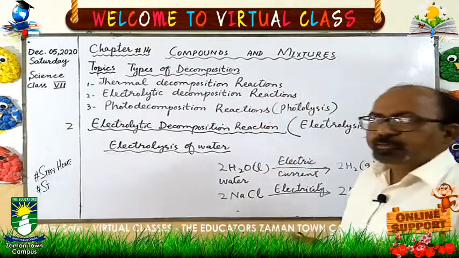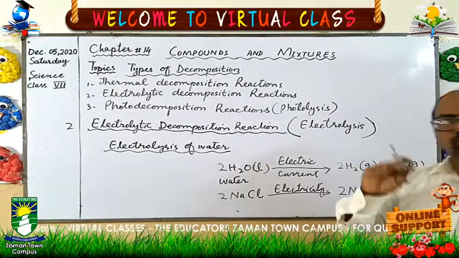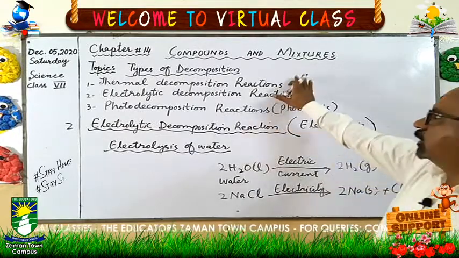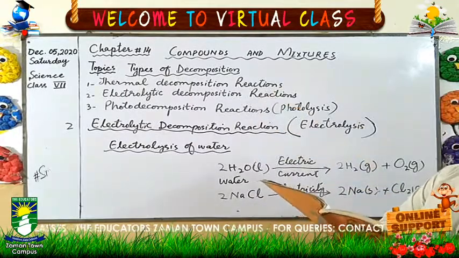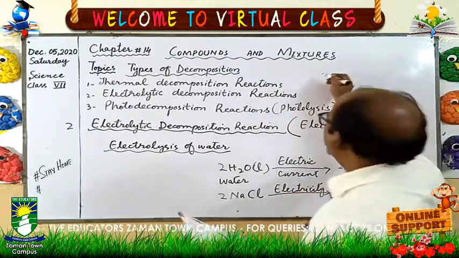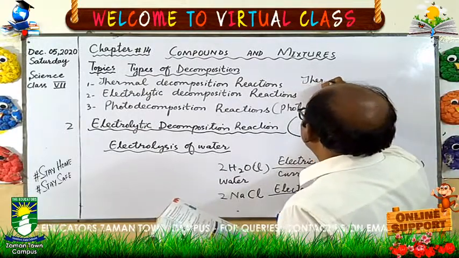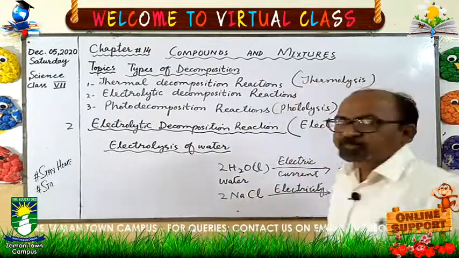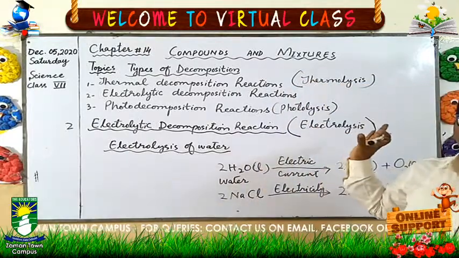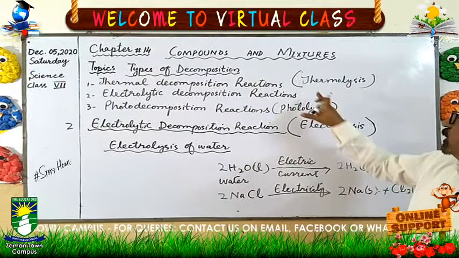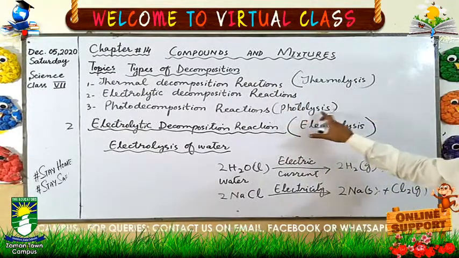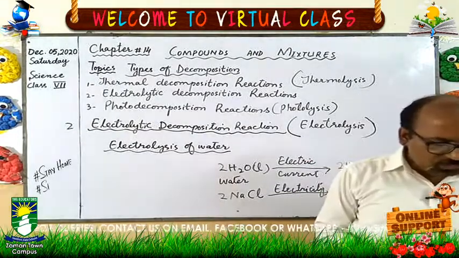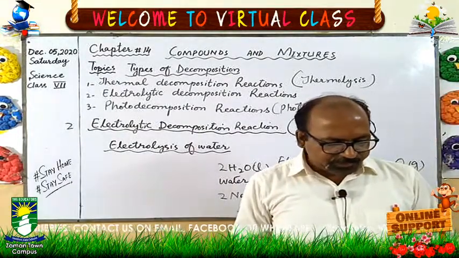Photolysis. So now it is not difficult for you to explain photolysis, electrolysis, or thermolysis. So it is now no more difficult for you to explain thermolysis, photolysis, or electrolysis. So this is an example of an activity.